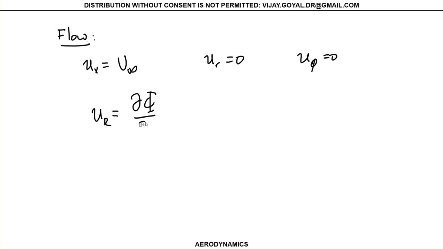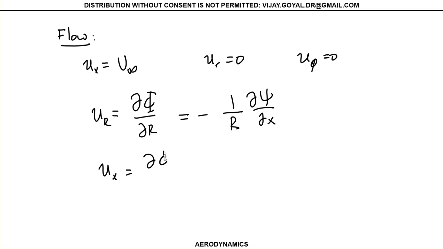Now for the flow, we know that u of x is equal to u infinite. Note that everything is coming in one direction, so we are assuming that there is no radial component in the problem. So in this problem, you have ur is going to equal the partial of phi with respect to r. This is small r. So from here, you can see that this is the same as minus 1 over r partial of psi with respect to x. Then u of x is equal to the partial of phi with respect to x. It's also equal to 1 over r partial of psi with respect to r.